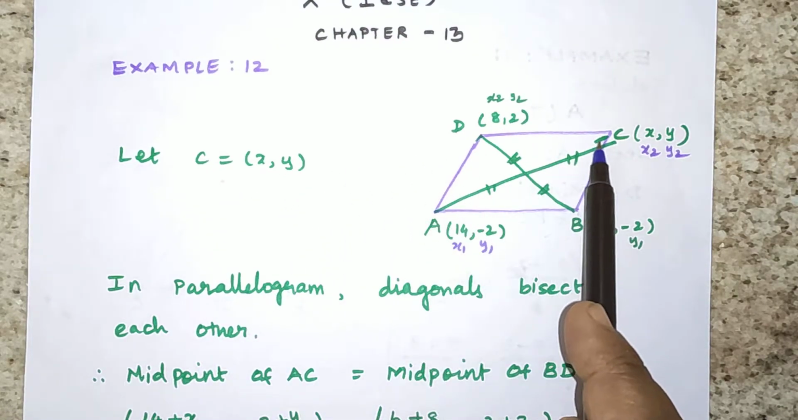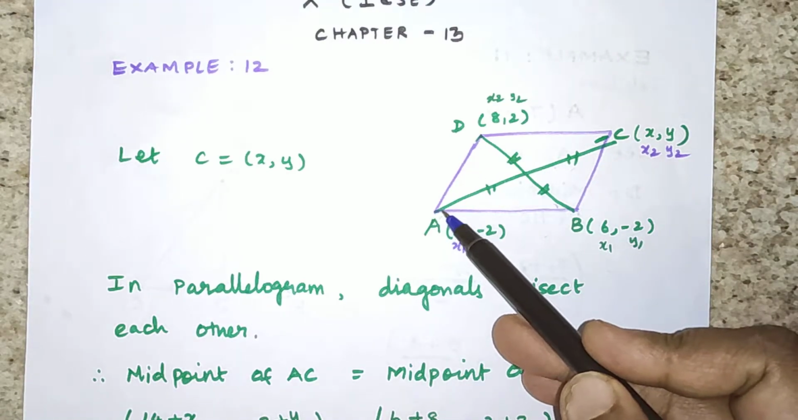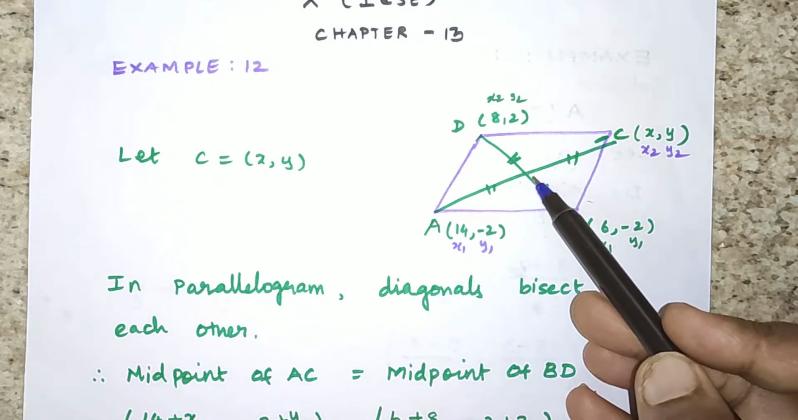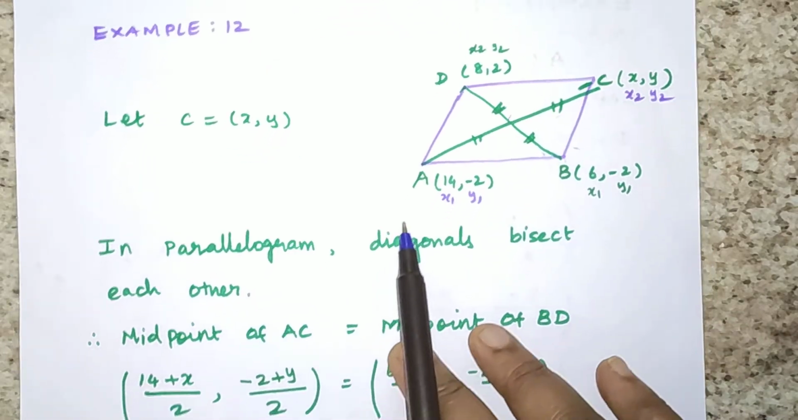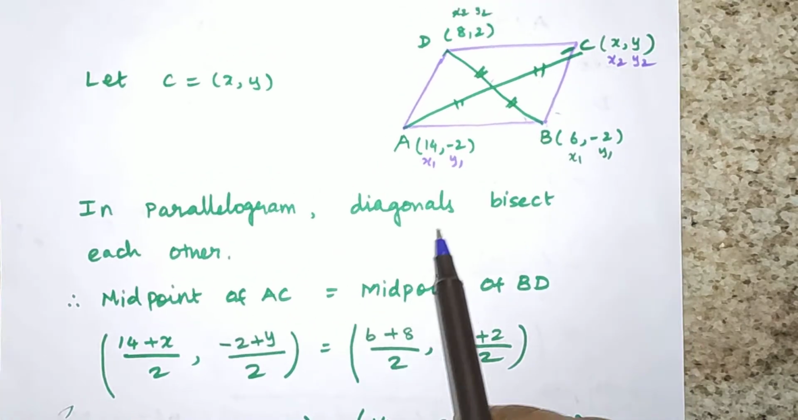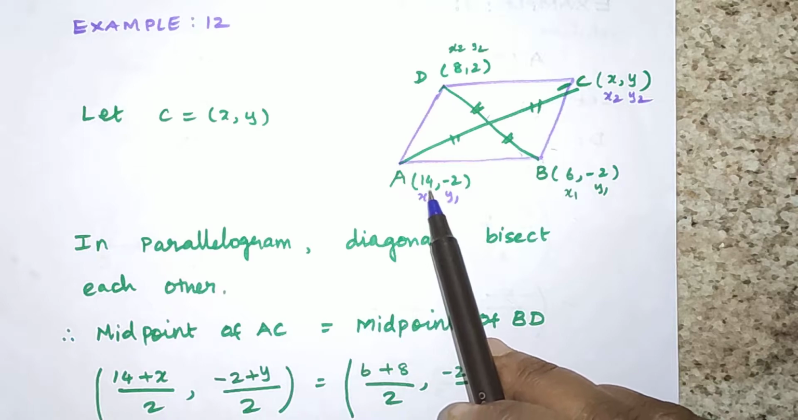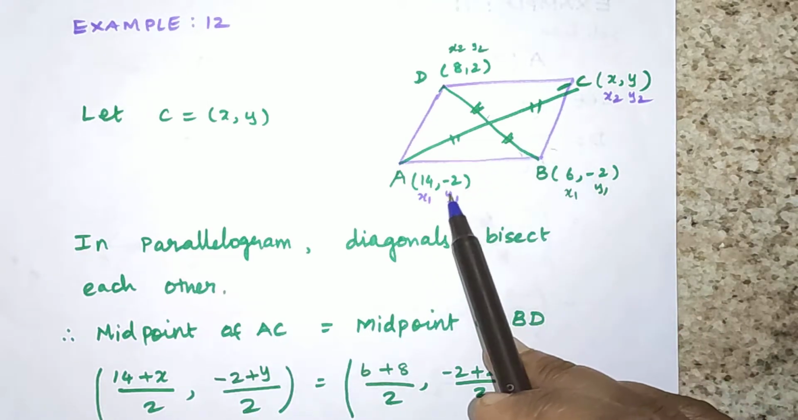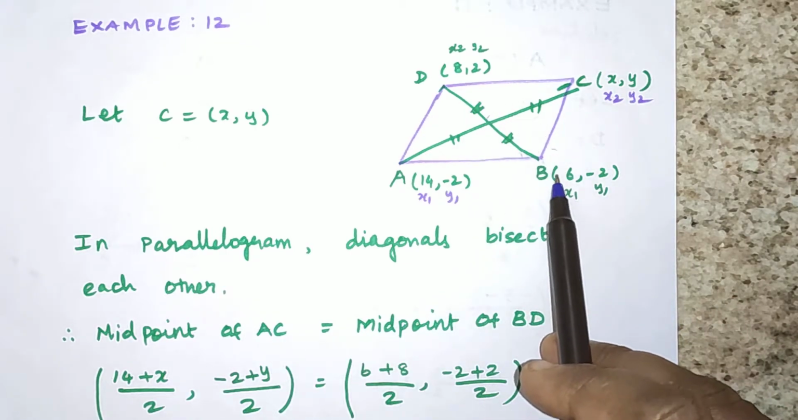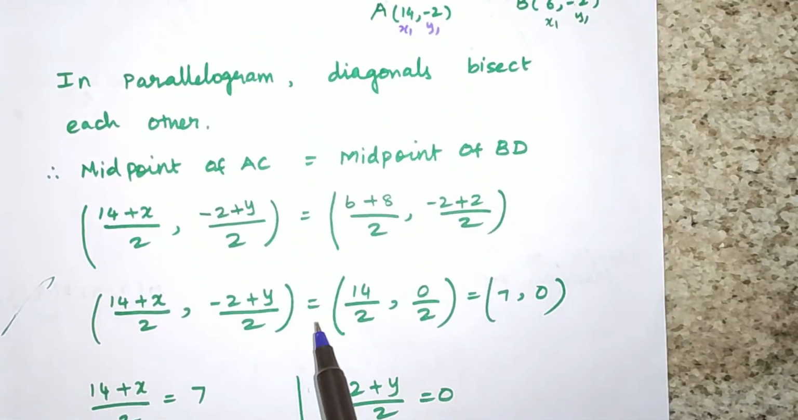But in a parallelogram, diagonals bisect each other, that is, they cut equally. So if AC is 10 centimeter, it cuts 5, and this one 8 centimeter means 4. So they bisect each other. Bisect means the midpoint of AC is equal to the midpoint of BD. The midpoint formula we know: (x1 plus x2)/2 comma (y1 plus y2)/2. So (14 plus x)/2 comma (minus 2 plus y)/2 is equal to the midpoint of BD: (6 plus 8)/2 comma (minus 2 plus 2)/2.